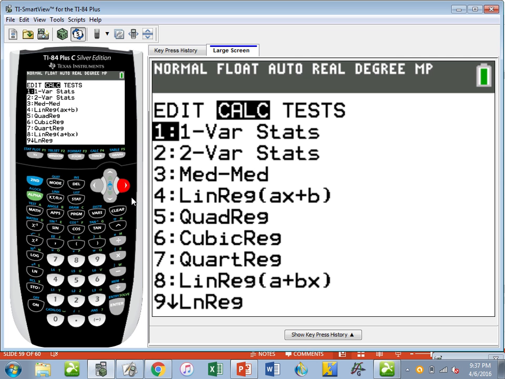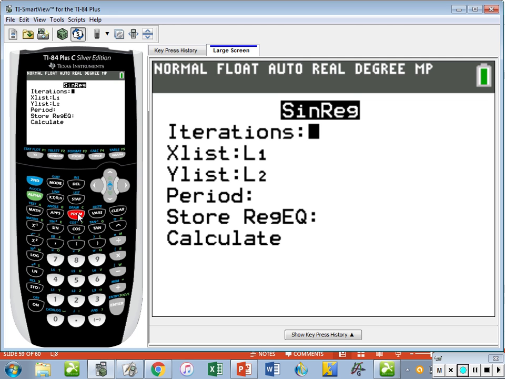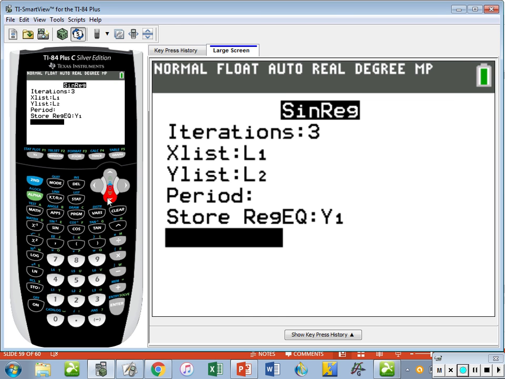So I'm going to go to stat, go to calculate, and if you use your up arrow key and look down here where it says C, I have what's called a sine regression. So if I hit alpha and then the program key, I have sine regression. My x list is L1, my y list is L2, and then I want to store this equation in for y1. When I go to where it says store regression equation, if I push alpha and then trace, I can put this equation in for y1 if I just push 1 here. So I'm going to do that, and then I'm going to calculate this.